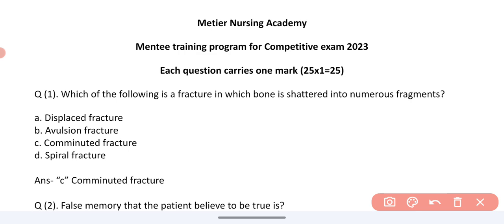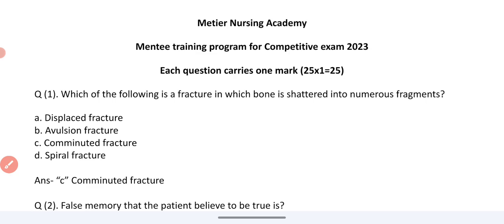Whereas option B, that is avulsion fracture, is a fracture in which the fractured bone is attached to the soft tissue. The key point is the fractured bone attached to the soft tissue, and that condition is called avulsion fracture. And spiral fracture is a fracture caused by a twisting motion. Twisting is the key point here. So based upon the key point, you are supposed to click the answer.